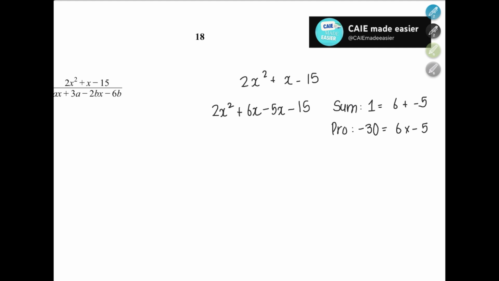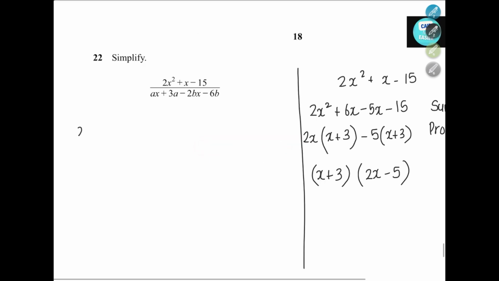Now we can factorize this. First, we'll take the common term out from these two. So we'll take 2x, and we're left with x plus 3. Now for the second part, we need to have x plus 3 outside again. What is the common term that would be taken out? It would be negative 5. So we can say we have x plus 3, and then we'll write these two terms inside the bracket, which would be 2x minus 5. X plus 3, 2x minus 5. What about the denominator?